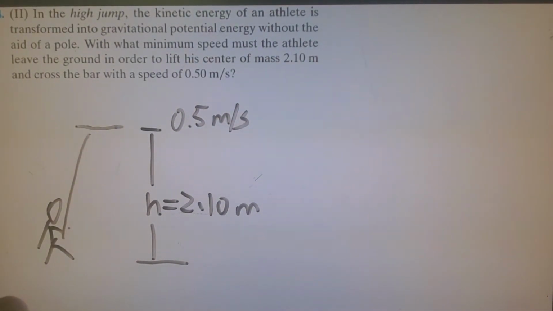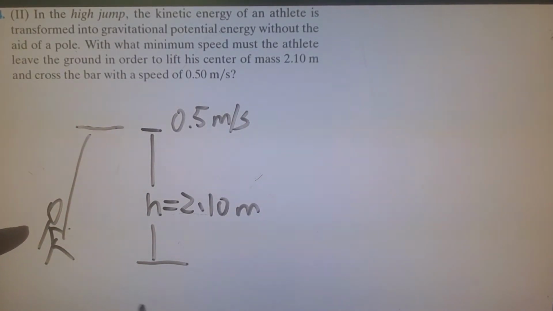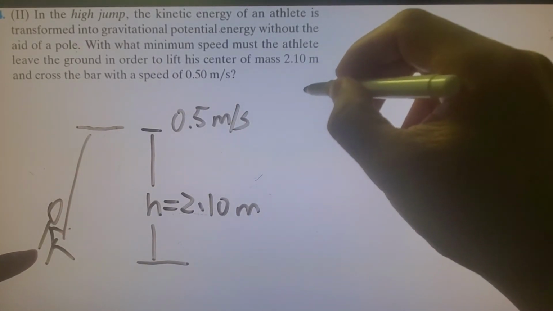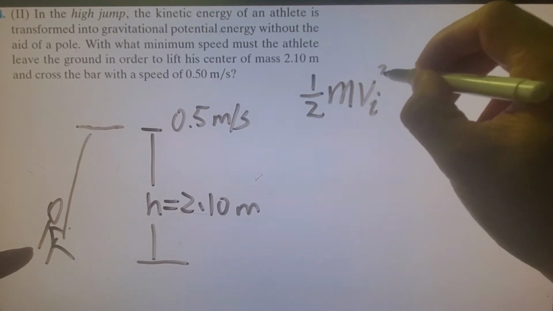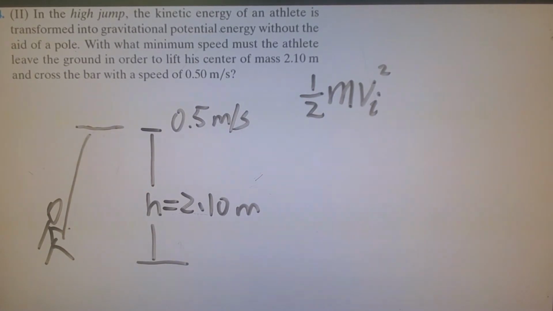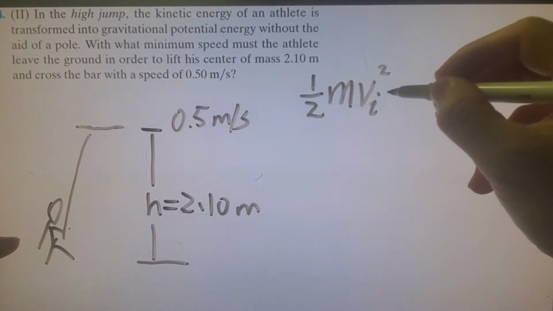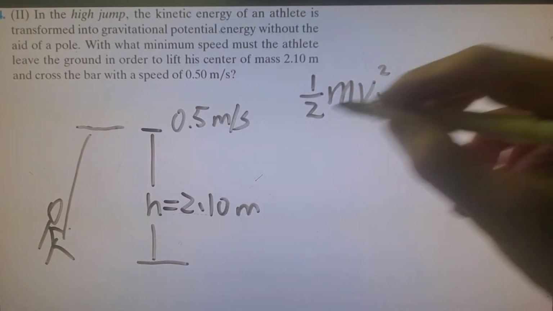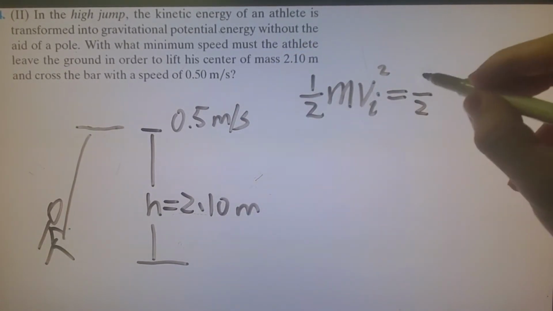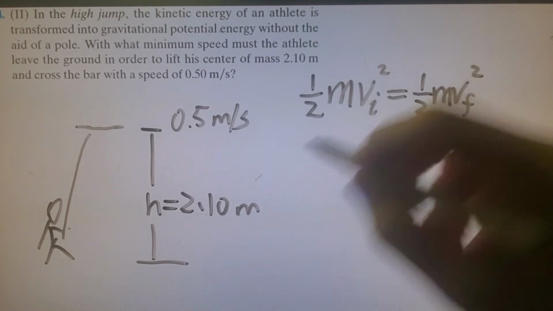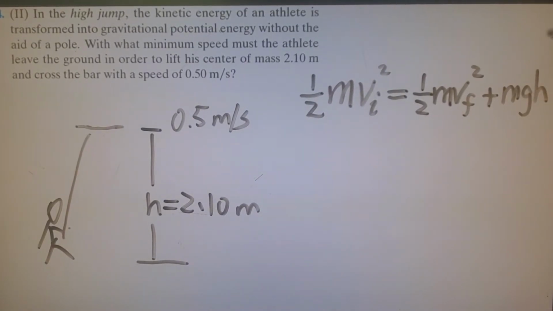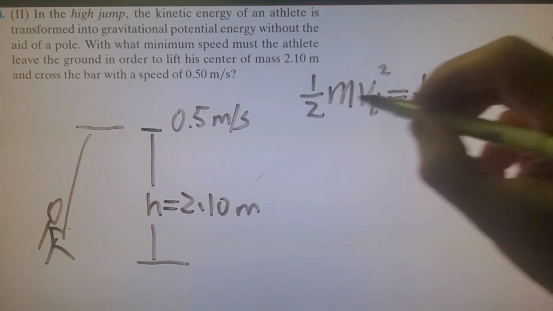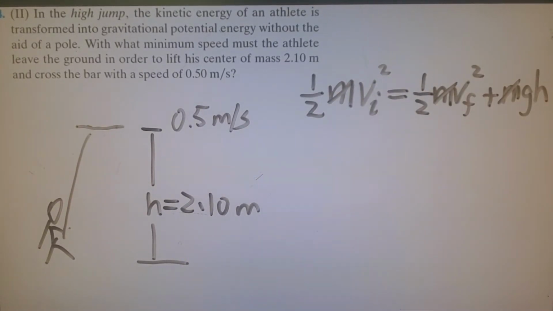So let's analyze it. He's moving, and initially where h is equal to 0, the kinetic energy is half m v initial squared. Potential energy is 0, so we can ignore that term. That equals the final kinetic energy, half m v final squared, plus the potential energy, m g h. The m can be cancelled out, which means it's independent of the mass.